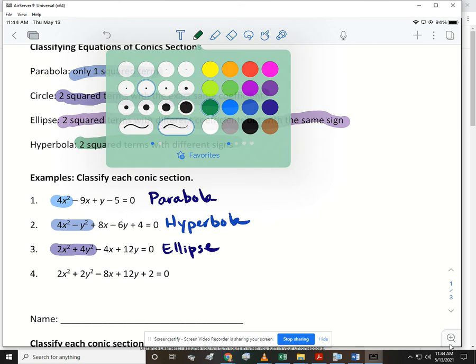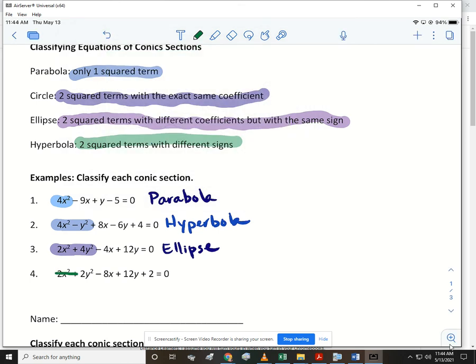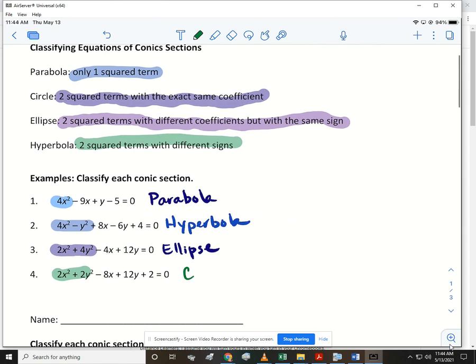And then finally on number 4, we have two squared terms, and they have the exact same coefficient. So 2x squared, positive 2y squared, that makes this a circle. All right, that's how you classify.